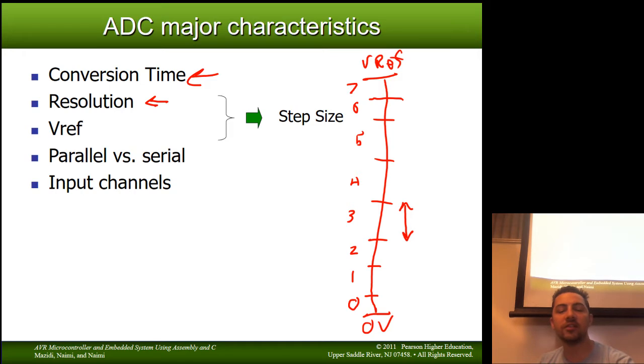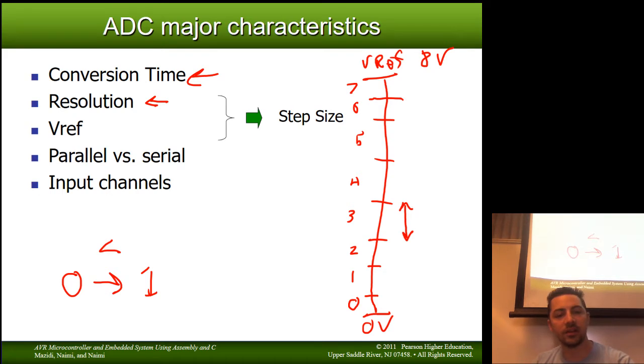Now suppose that Vref was 8 volts, just to make the math easy. How big is this block if there are 8 total blocks and we go from 0 to 8 volts? It's just a single volt. But what that means is that any analog voltage from 0 to just under, we should say less than 1 volt. Less than 1 volt.